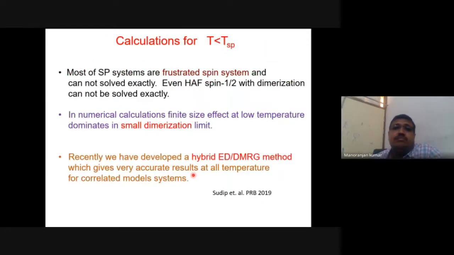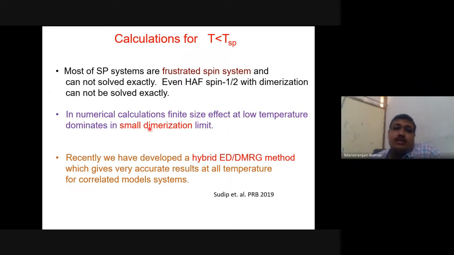Most of these SP transitions, I mean spin-Peierls transitions, are in frustrated spin-half systems, and this cannot be solved exactly. Even if you take the normal antiferromagnetic Heisenberg chain and dimerize it, there is no exact solution for this. Even the ground state has a problem. If you want the thermodynamics, then even the simple HAF has a problem in getting the thermodynamics correct.